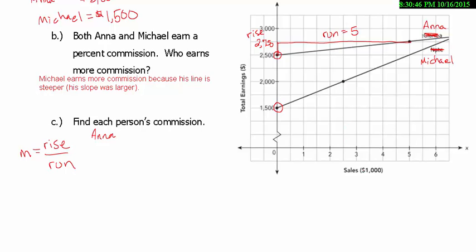Just be careful, we know that this is sales in thousands, so it's actually not a run of 5, but a run of 5,000. And so for Anna we have a rise of 250, and because it is a real world problem, we're looking at units, and that's dollars, and down here are earnings in dollars, and down here we're going to be looking at a run of 5,000.